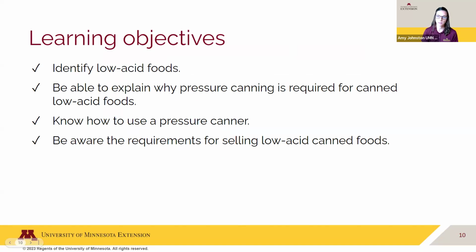So whether you are joining us to benefit your food business or you just want to learn more, I hope you leave this webinar with increased confidence in your ability to prevent foodborne illness. At the end of this webinar, you'll be able to identify low-acid foods, explain why pressure canning is required for low acid foods, know how to use a pressure canner, and be aware of the requirements for selling low acid canned foods in Minnesota. And then as always, we'll leave you with resources and help you know how to access safe recipes at the end of this webinar.